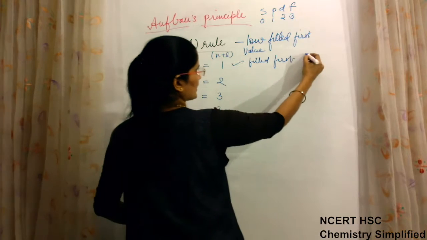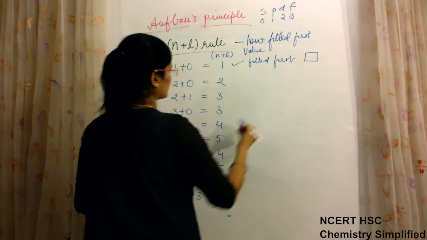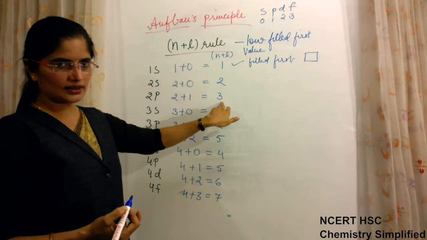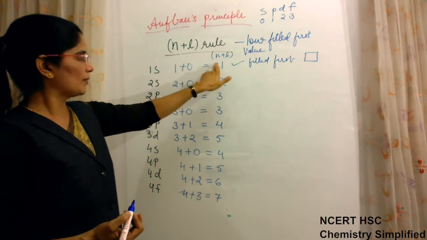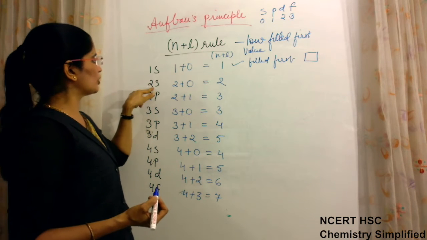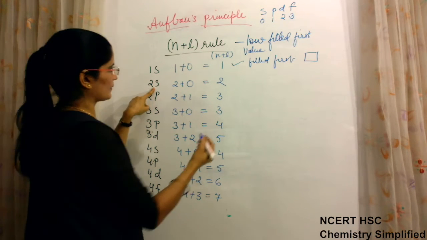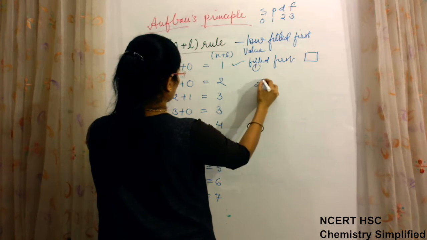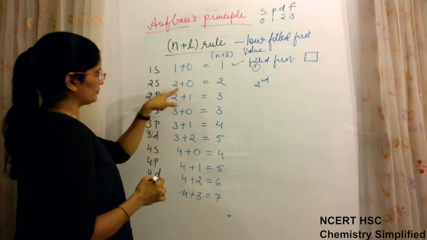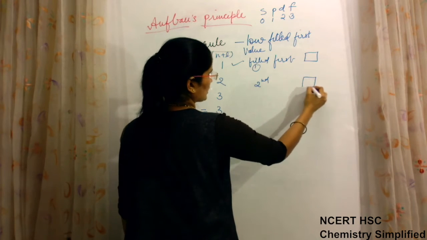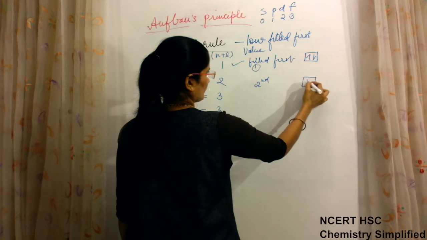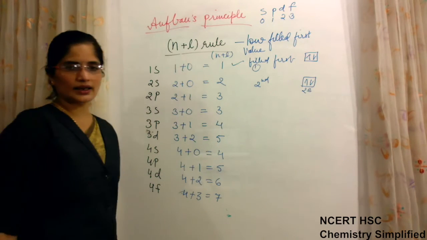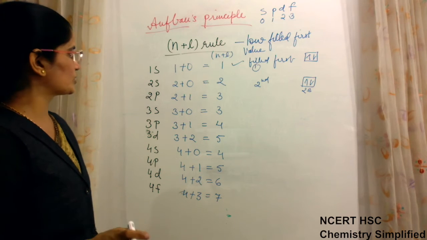Because 1s looks like this. This is 1s. Okay. 2s, total is 2, greater than it 3 is written here. So after this 1s, the next filling of electrons will take place in 2s. This is number 1, this is number 2, 2s. The electrons will be filled in 2s. How many electrons? In 2s, because it is an s orbital, it can accommodate only 2 electrons.